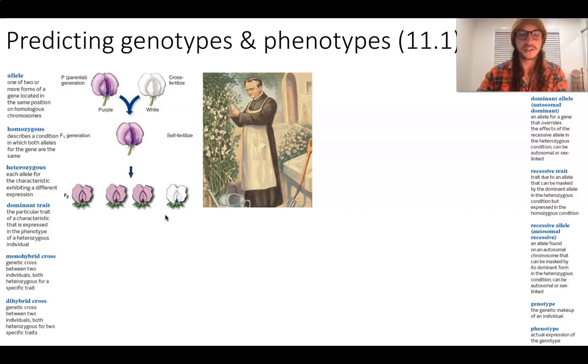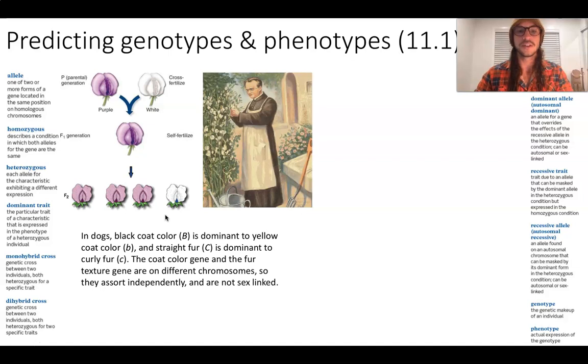So if we have a look at the Punnett square now, here we have a couple of questions. This is taken from Khan Academy. Here's the context to the question. Firstly, in dogs, black coat color, represented by uppercase B, uppercase represents the dominant trait, is dominant to yellow coat color. So the recessive trait is represented by lowercase b in this case, and straight fur, uppercase C, is dominant to curly fur, lowercase c. The coat color gene and the fur texture gene are on different chromosomes, so they're not linked. They are sorted independently and are also not sex-linked.